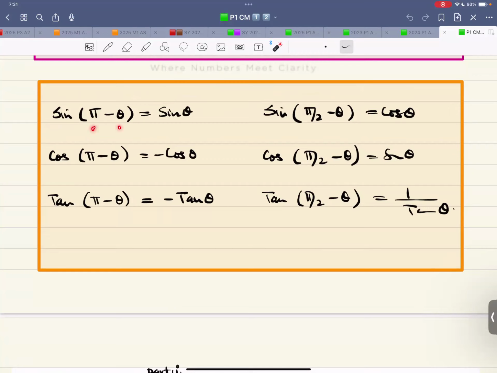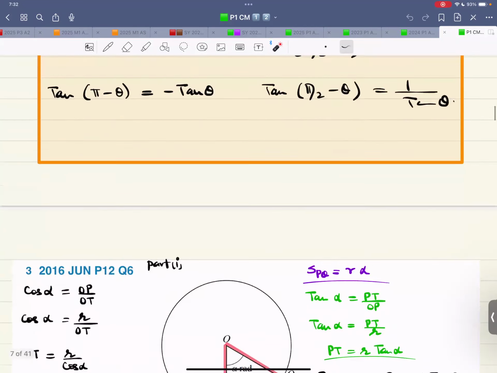Sine of pi minus theta is sine theta. This is for an acute and obtuse angle. So first quadrant, second quadrant, sine is positive. Cosine of pi minus theta is minus cosine theta. Tangent of pi minus theta is minus tan theta. Similarly, if two angles add up to 90 degrees, then sine of one angle is equal to cosine of the other, and cosine of one angle equals sine of the other. And tangent of 90 minus theta is 1 over tan theta.